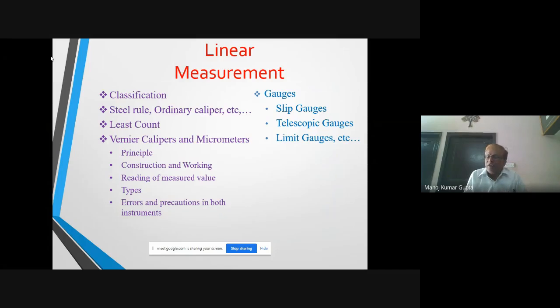There is a system of units known as the SI system. This means System International. In 1960, this SI system was adopted. It has kilogram for measuring the mass, meter for measuring the length, second for measuring the time, ampere for measuring the current, degree Kelvin for measuring the temperature, and candela for measuring the intensity.